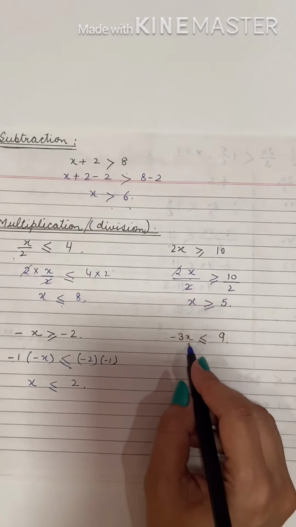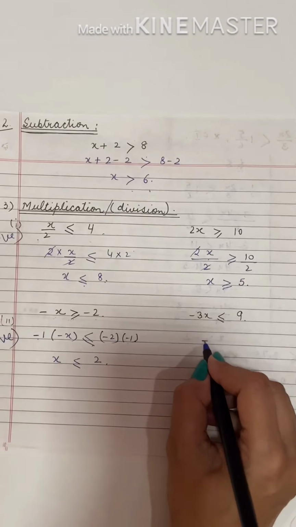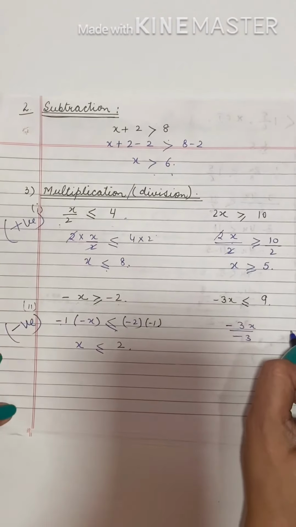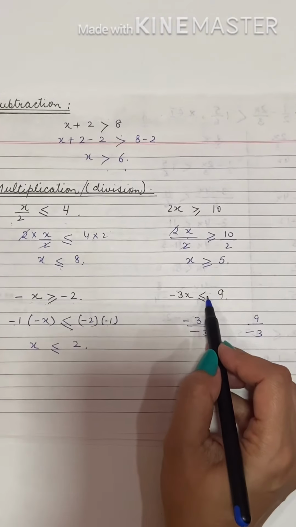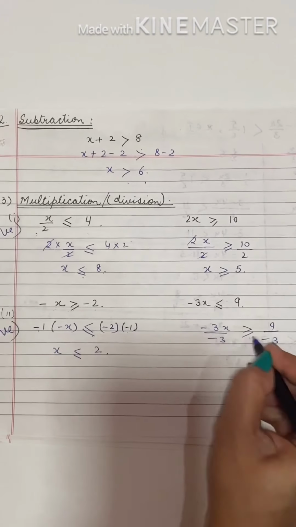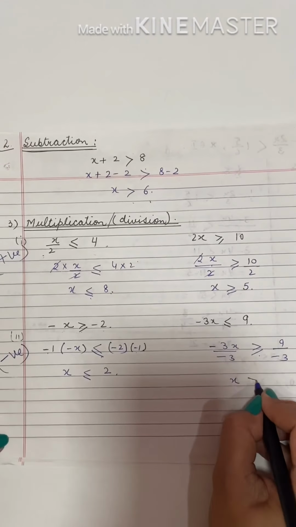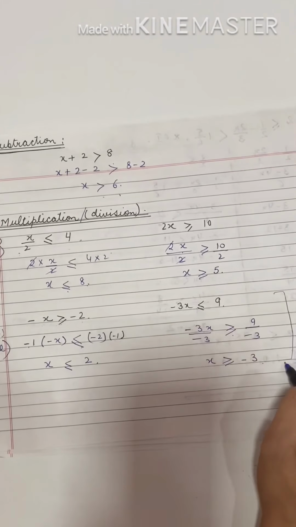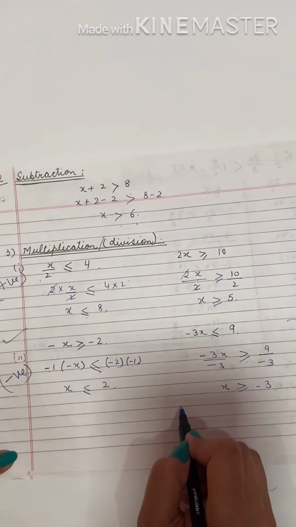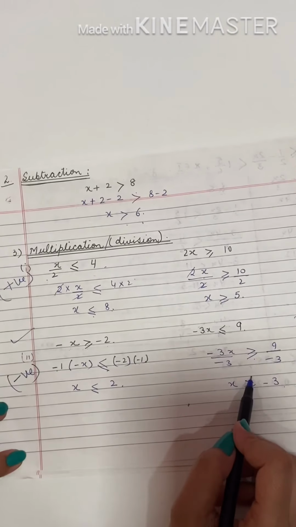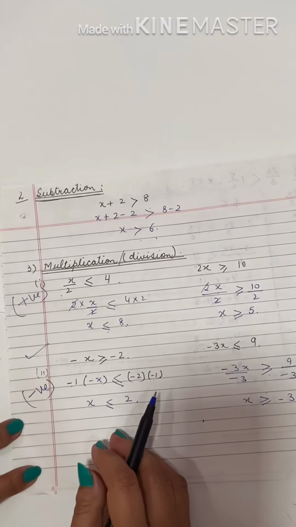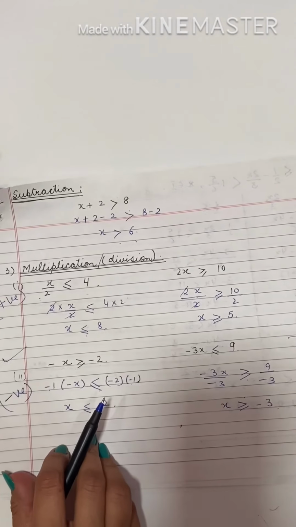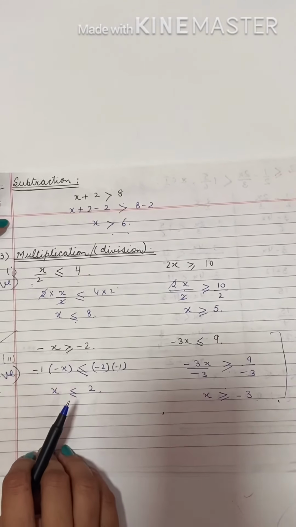Similar thing goes for division also. See this example. You will have minus 3x upon minus 3 and this is 9 upon minus 3. This less than equal to will become greater than equal to. So we are getting x is greater than equal to minus 3. So this is the most important rule. When we are multiplying or dividing by negative sign, the sign of inequality changes. Rest for positive, the sign of inequality remains the same. So these are the rules to be followed when we will be solving the linear inequation.